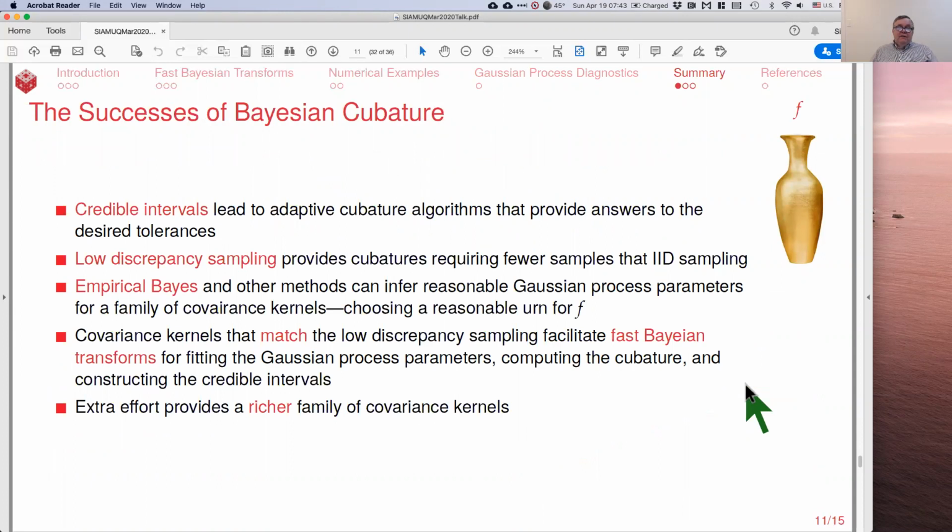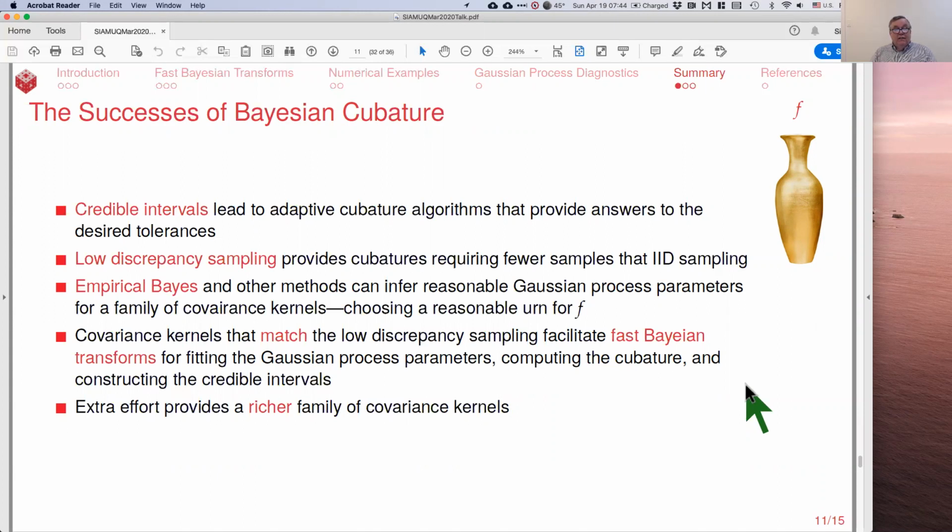So let me sum up what we found. The credible intervals that are used in Bayesian cubature, we can use them to construct adaptive algorithms, and they provide answers, and the answers tend to be very good in our experience. So we like that.